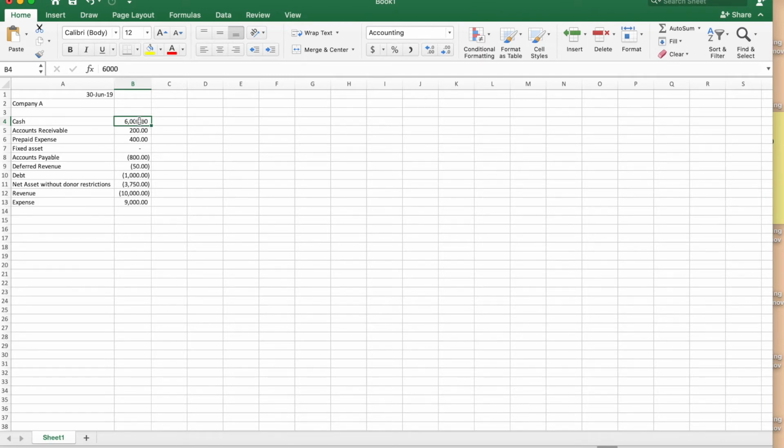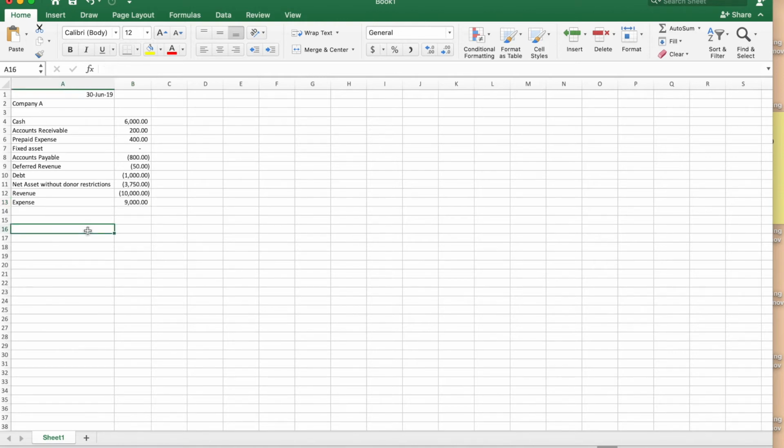Okay, so we can see that asset accounts are normally positive numbers. Liability accounts are normally negative numbers, including net assets, and revenue is normally negative numbers and expenses are normally positive numbers. Instead of positive or negative, we say debit or credit.